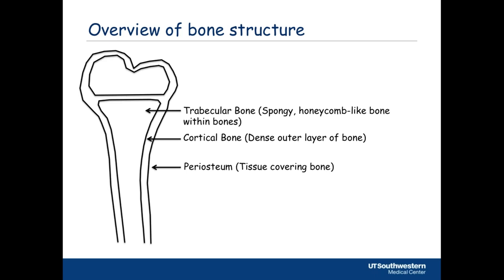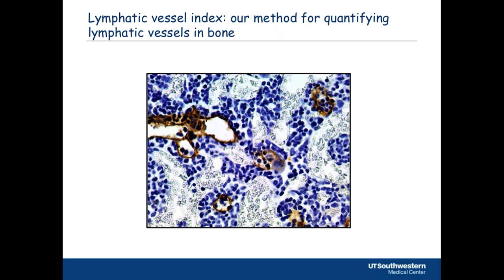And we analyzed three different areas of bone. We focused on the periosteum, which is the connective tissue that covers the bone, cortical bone, which is a hard, dense outer shell of bone, and trabecular bone, which is a honeycomb-like network of bone found within bones.